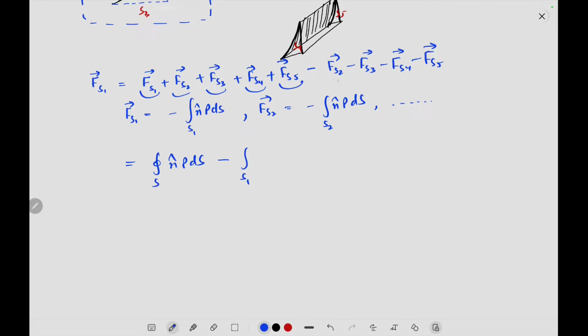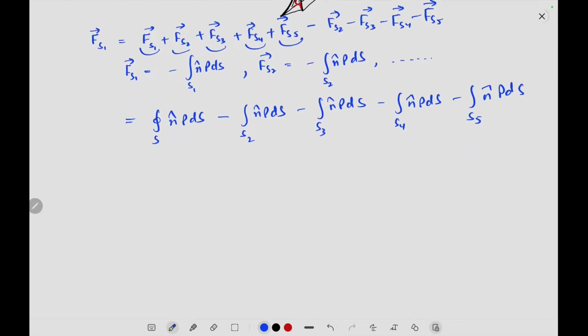now we are writing these terms. So this would be not S1 but this would be S2 n hat PDS minus S3. So this is used for a closed surface. Okay, we write this integral when the surface is closed, and this integral when the surface is not closed. So let's write this as, then we have S4 n hat PDS minus S5 n hat PDS.